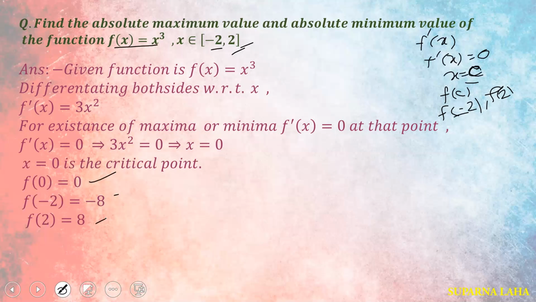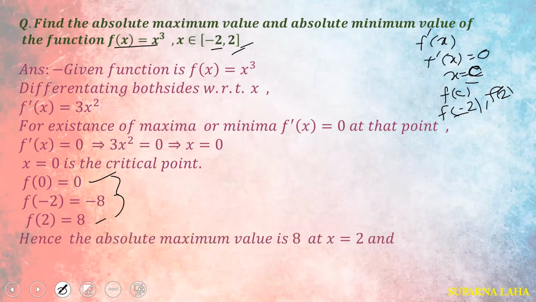Now, among these three values, which one is the maximum? Definitely 8. Which one is the lowest? Minus 8. So these are your absolute maximum and absolute minimum values. Here is the answer: the absolute maximum value is 8 at x = 2, and the absolute minimum value is -8 at x = -2, in this closed interval -2 to 2.